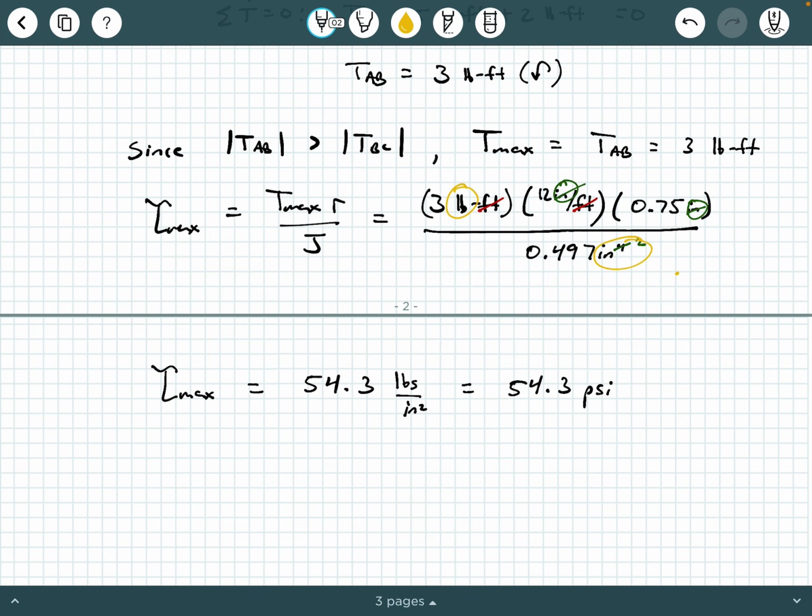But again, it makes sense, right? This is a stress. Is torsional shear stress? What are the units of stress? Stress has units of force over area. So in this case, pounds over square inches. So watch those units, okay? So that's going to conclude this example.